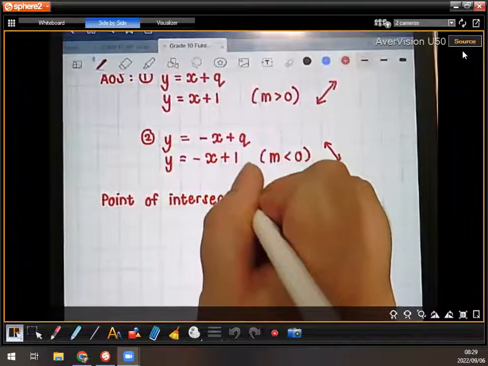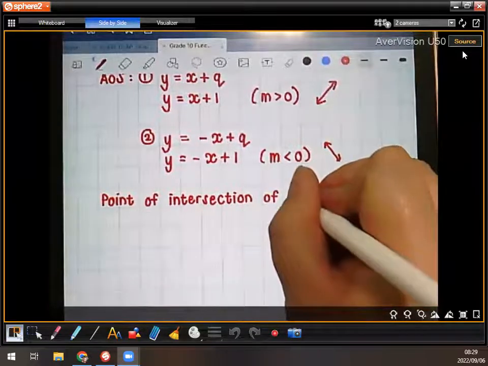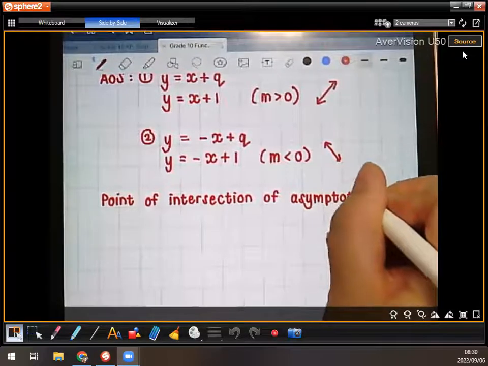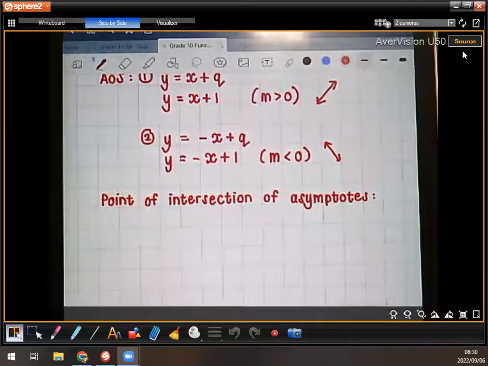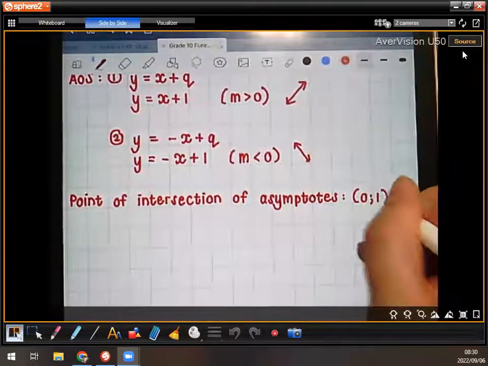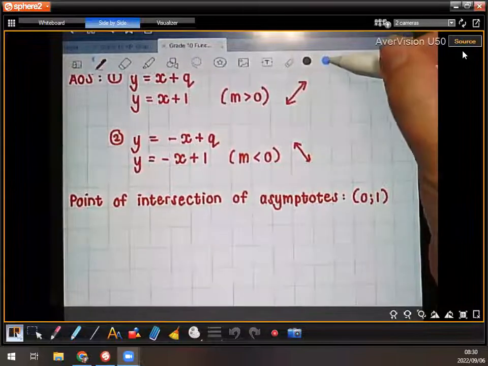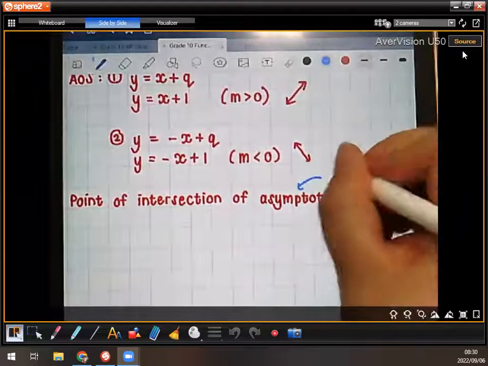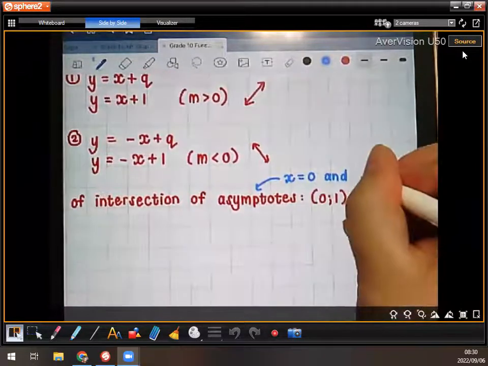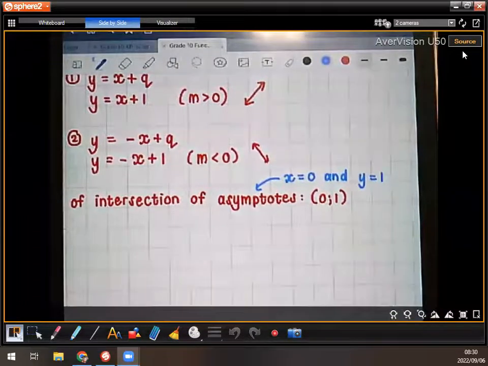Point of intersection of asymptotes. It's going to be the point 0, 1. I'm just going to make a note again. The asymptotes were x equals 0 and y equals 1. So the point of intersection is going to be that x value and that y value. That's where the two of them will intersect or meet.